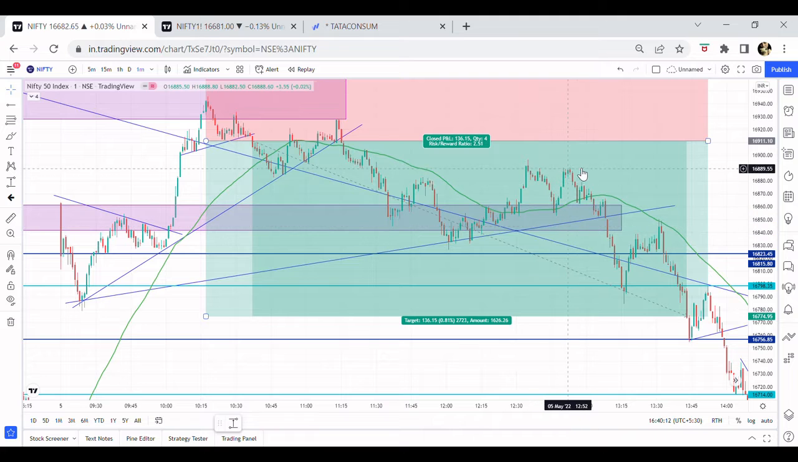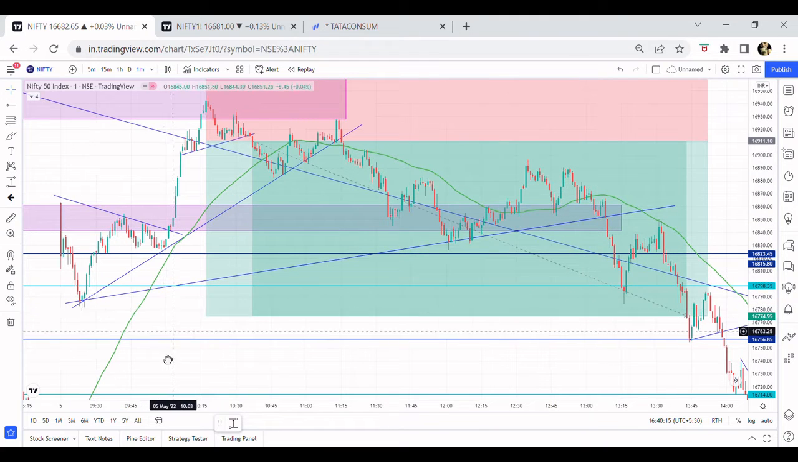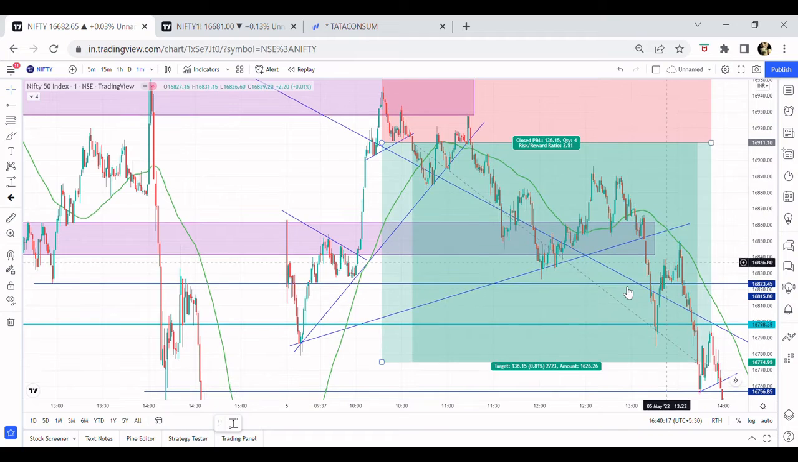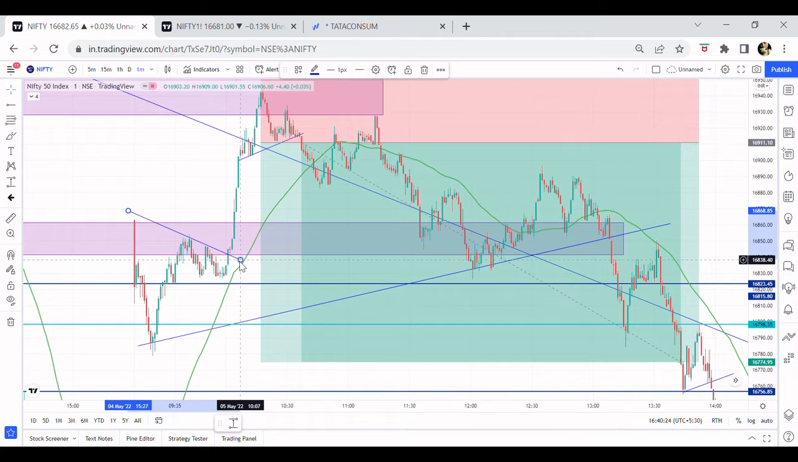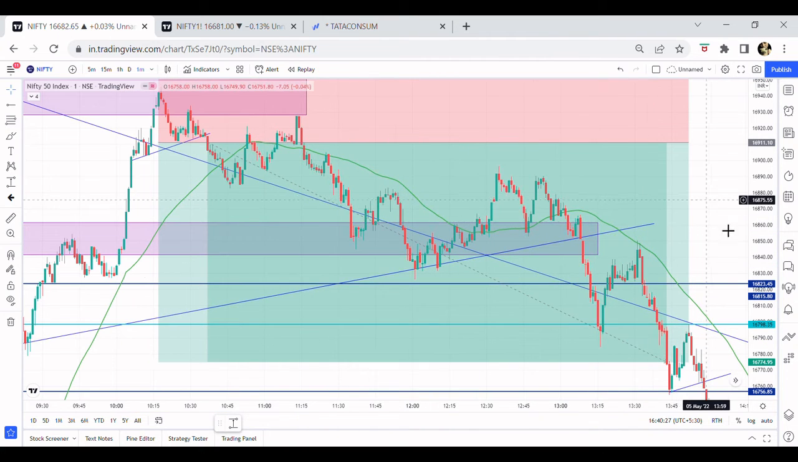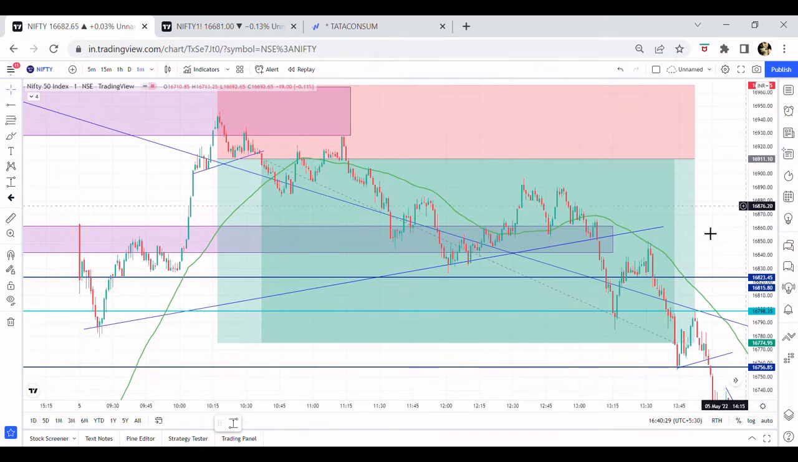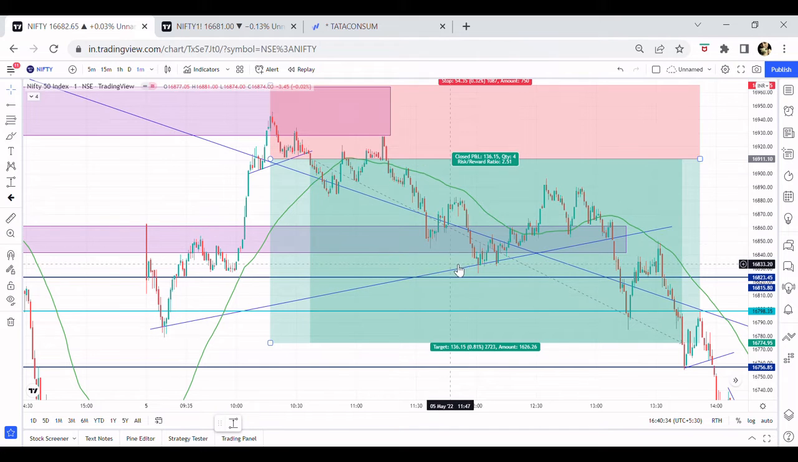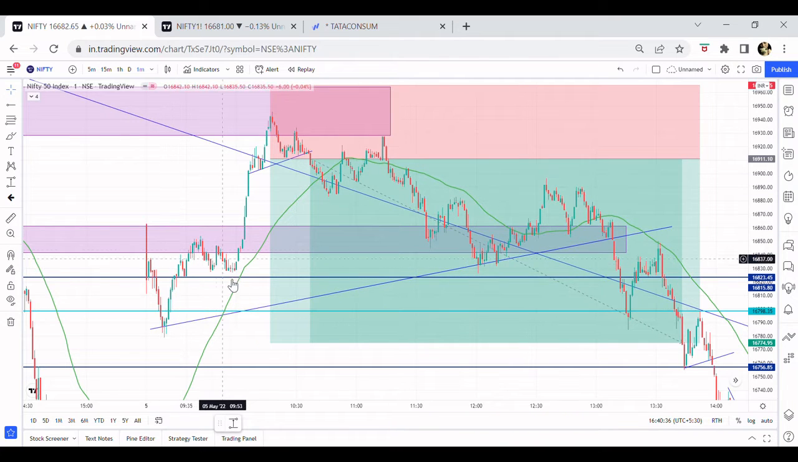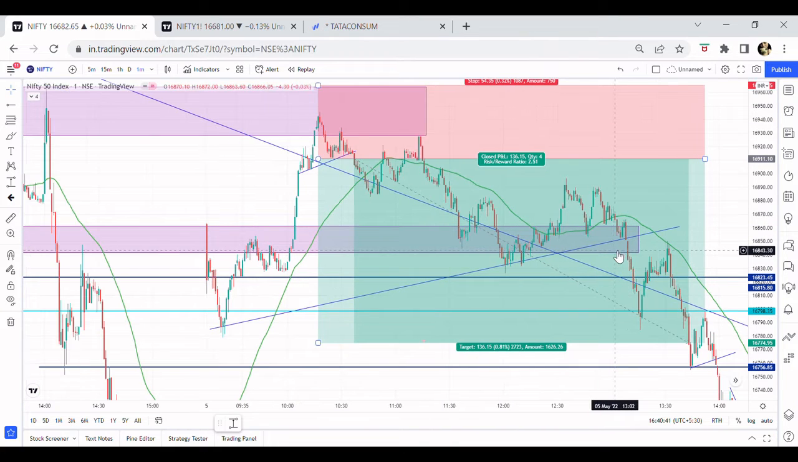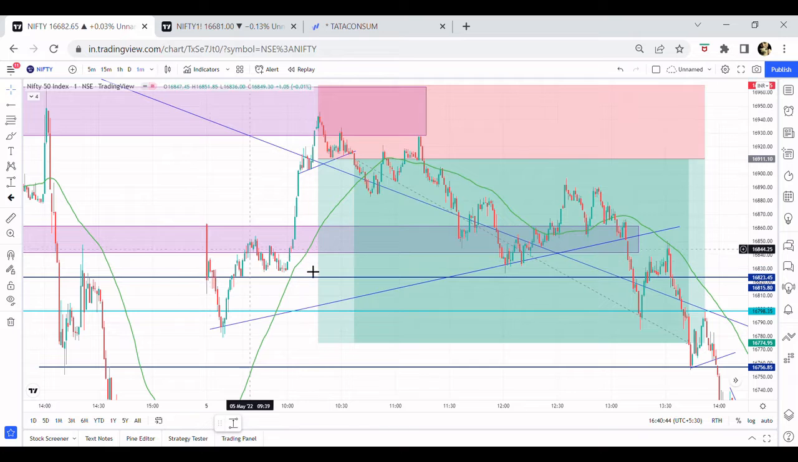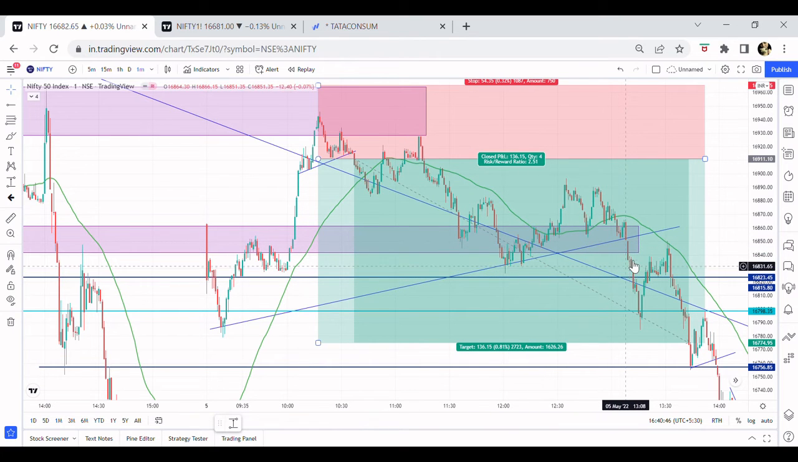So again it made an M pattern and broke. Let me remove all the trend lines so you can see it properly. Okay, if it is clear, now you can see Nifty made a head and shoulder pattern, a big head and shoulder pattern. This is the shoulder, head and shoulder, and it broke that level. Again, this resistance which became support here, it broke that level.